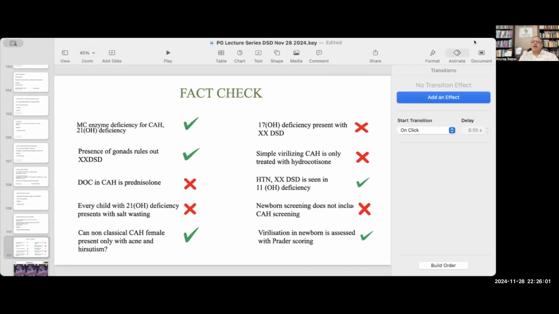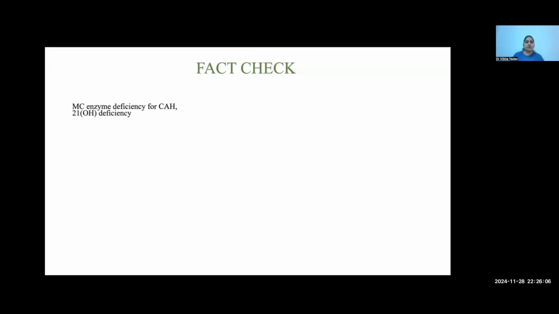So anyway, Dr. Vibha, you can start off with the fact check. You have to say whether it is right or wrong. Coming to the first one, the most common enzyme deficiency in the case of CH, is it a 21 hydroxylase deficiency or not? We'll wait for the audience. I think people have started coming. Dr. Sandeep, Dr. Means Patel, all of them are saying yes. So I think that's clear.